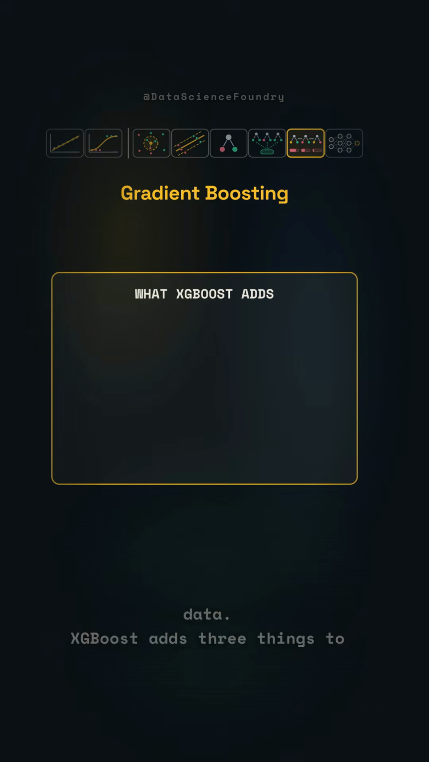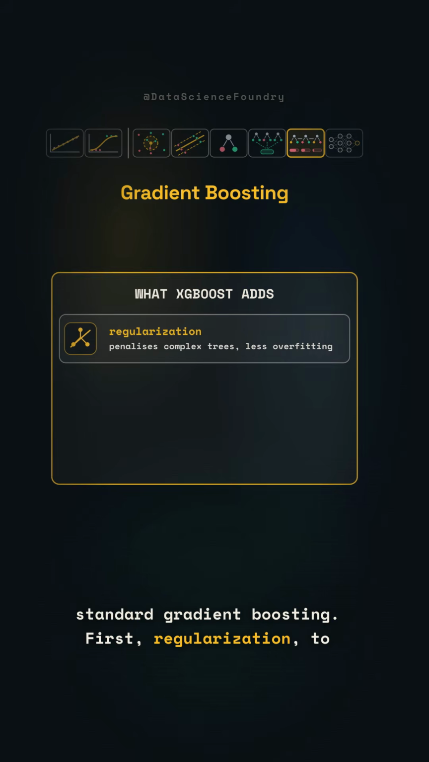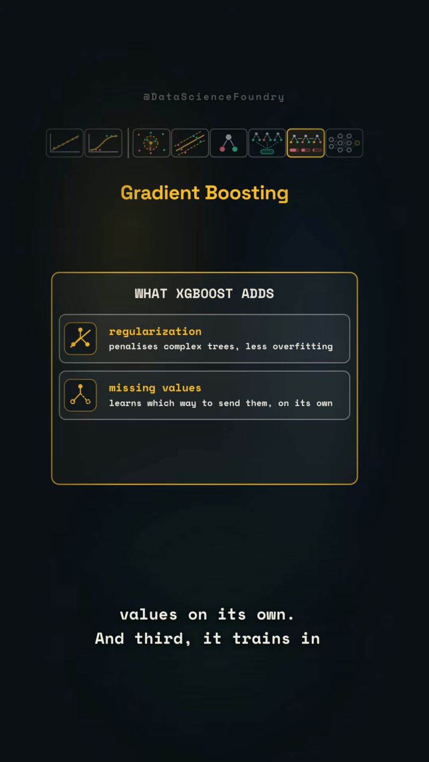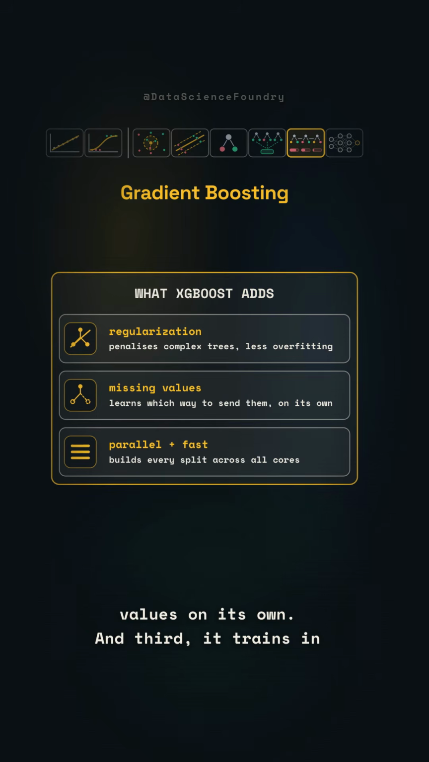XGBoost adds 3 things to standard gradient boosting. First, regularization to reduce overfitting. Second, it handles missing values on its own. And third, it trains in parallel, which makes it fast.